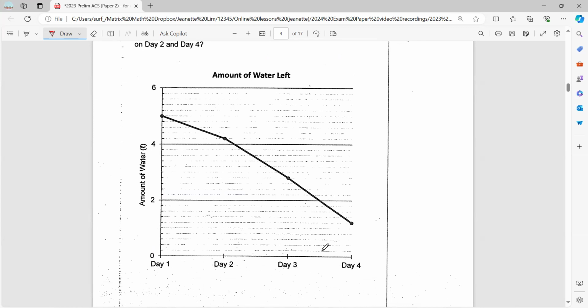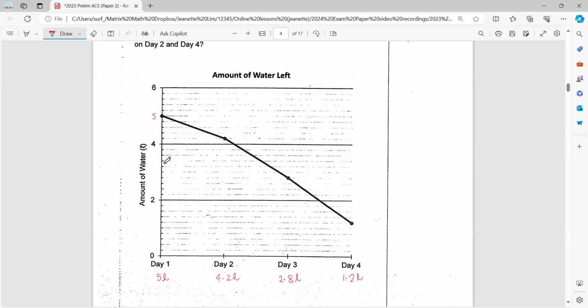Okay, so for day 1, how much is left? We have 5. This is 5. So 5 liters. Day 2, take note there are 10 intervals between 0 to 2. So each interval is 0.2. Not 0.1, but 0.2. Okay, so 4.2. Day 3, 2.8. Then day 4 is 1.2.